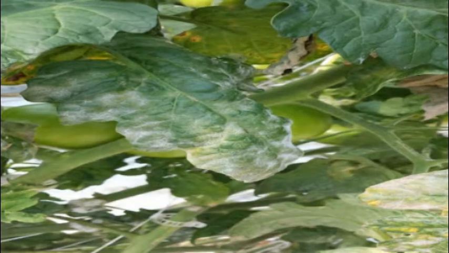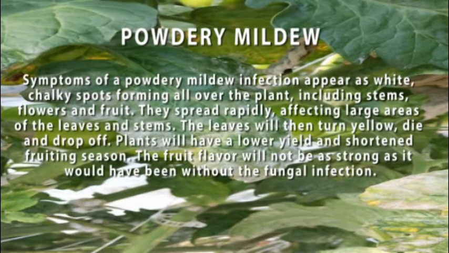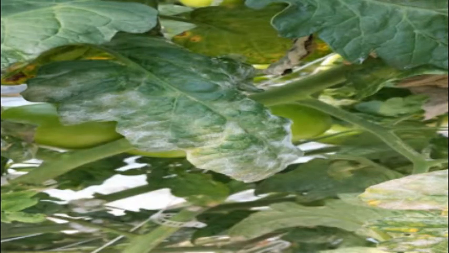Powdery mildew. Symptoms of a powdery mildew infection appear as white, chalky spots forming all over the plant, including stems, flowers and fruit. They spread rapidly, affecting large areas of the leaves and stems. The leaves will then turn yellow, die and drop off. Plants will have a lower yield and shortened fruiting season. The fruit flavor will not be as strong as it would have been without the fungal infection.